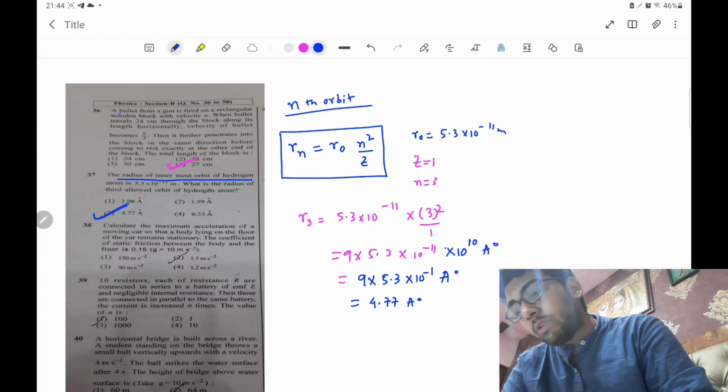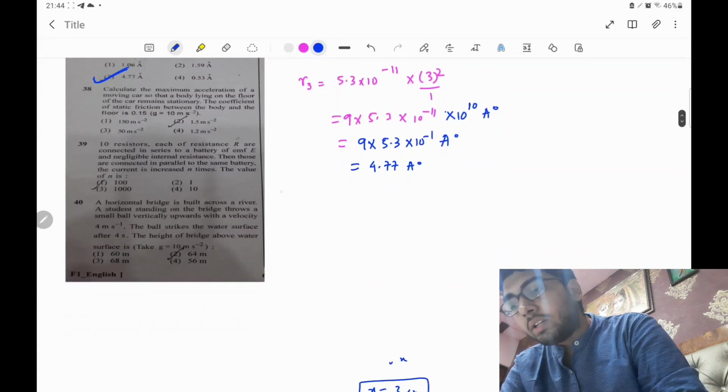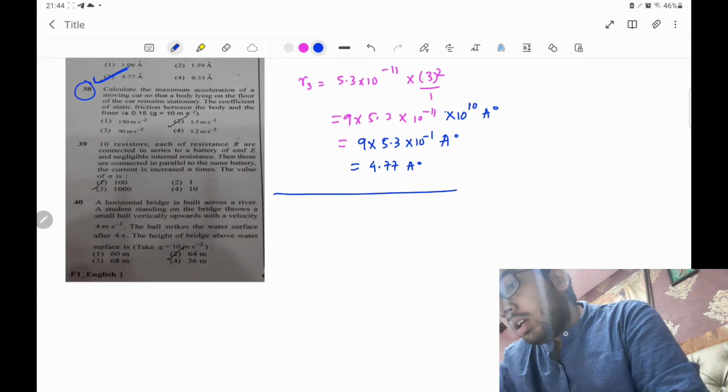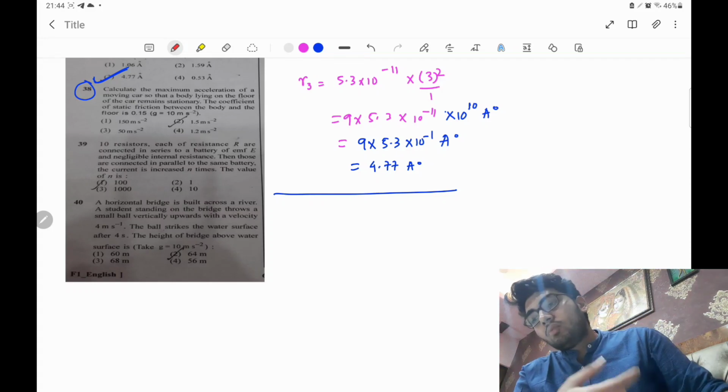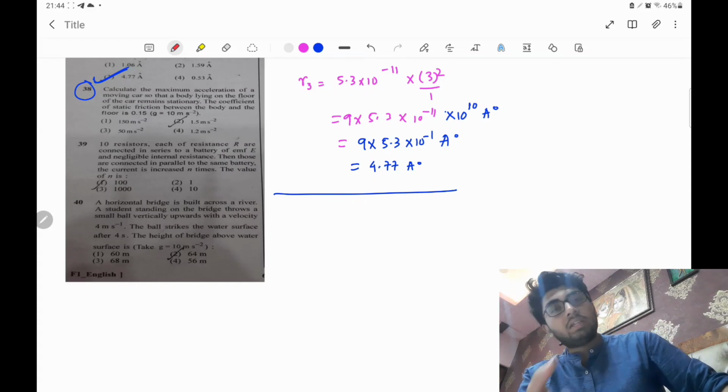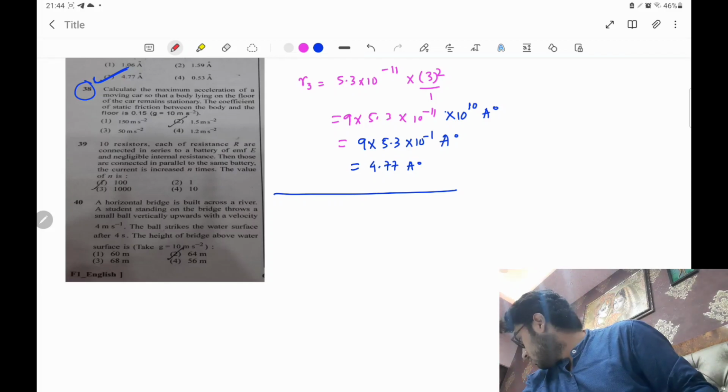Very good. Now come to the second question, question number 38. The question says: calculate the maximum acceleration of a moving car so that a body lying on the floor of the car remains stationary. The coefficient of static friction between the body and the floor is given as 0.15.